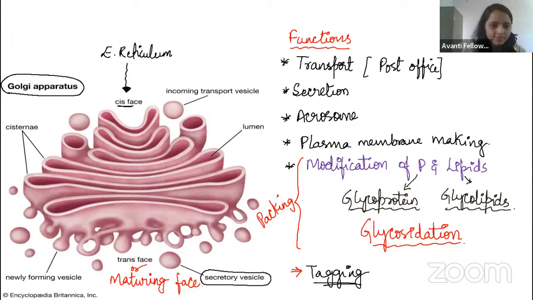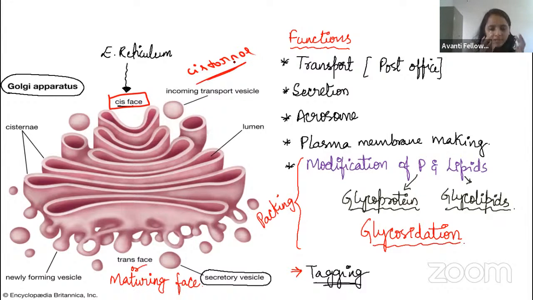So now let us go to the Golgi apparatus, our transport system here. We will call it a post office, guys. Let us study about the Golgi apparatus. Here you can see a tubular-like structure, right? Each structure we will call a cisternae.